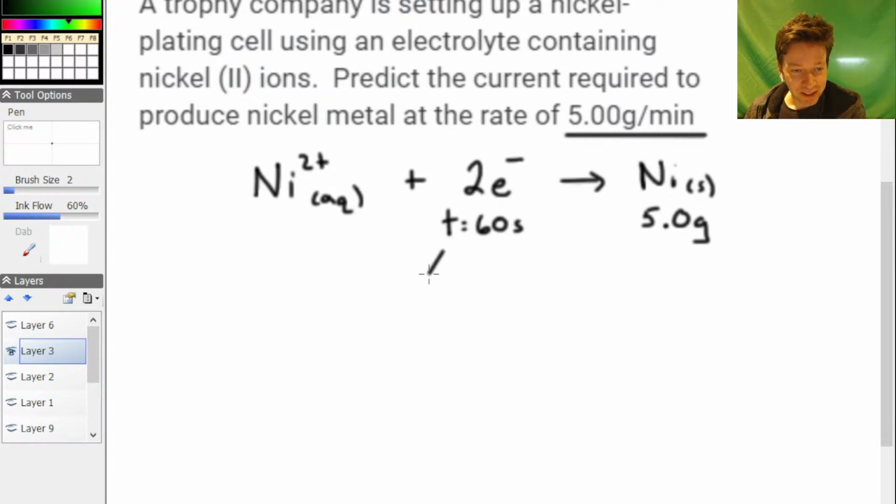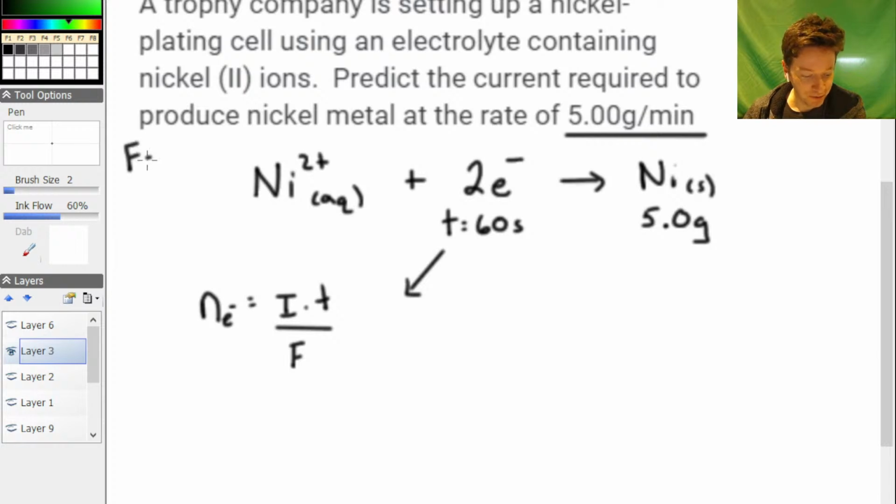Now, the equation we use with the electrons is if you want to know the number of moles of electrons, it is current times time divided by Faraday's constant. Now we know Faraday's constant. Faraday's constant is, I shall write it somewhere where you can see over here. All right, not much room. But Faraday's constant is 9.65 times 10 to the 4 coulombs per mole.